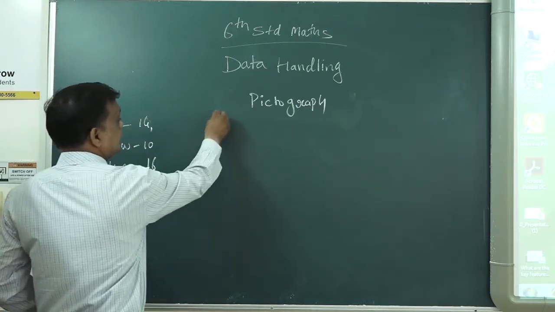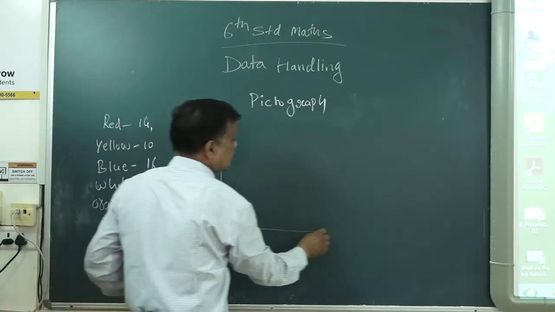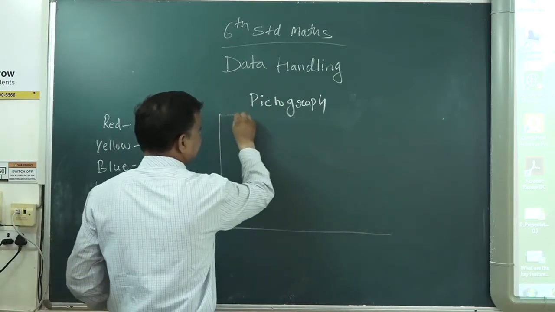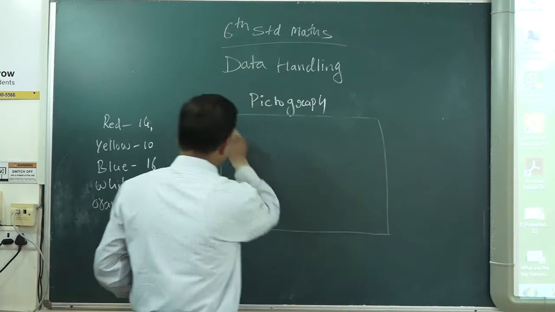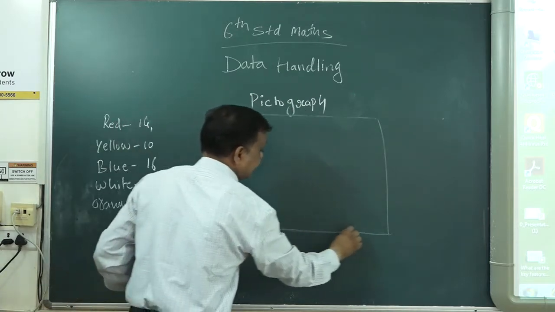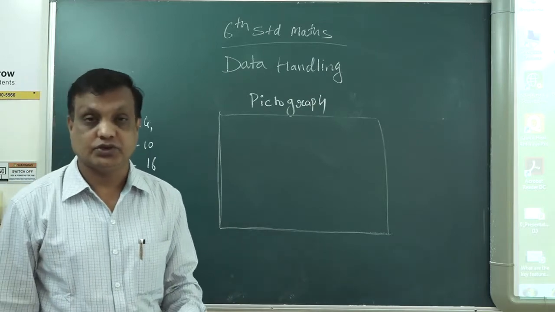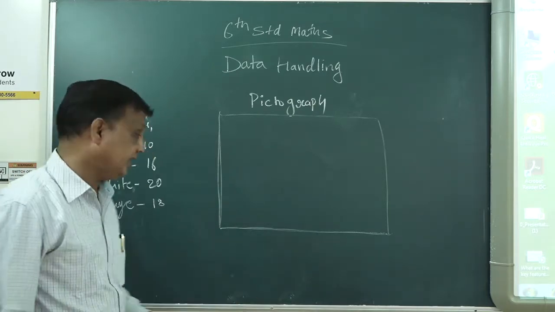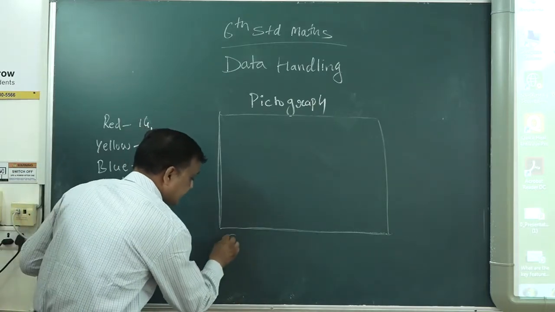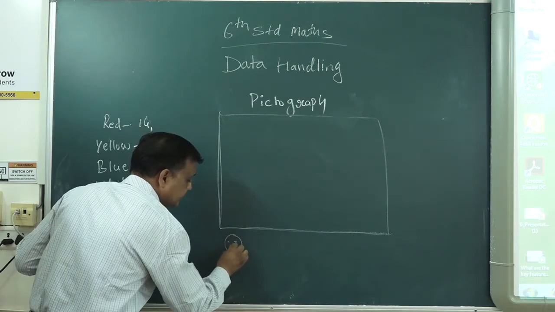So here we have to make a box or something, whatever you like, no problem. You can go with only this line and this line, any one line. Now what picture are you taking? You can take any picture. So here I am taking one face as a symbol.